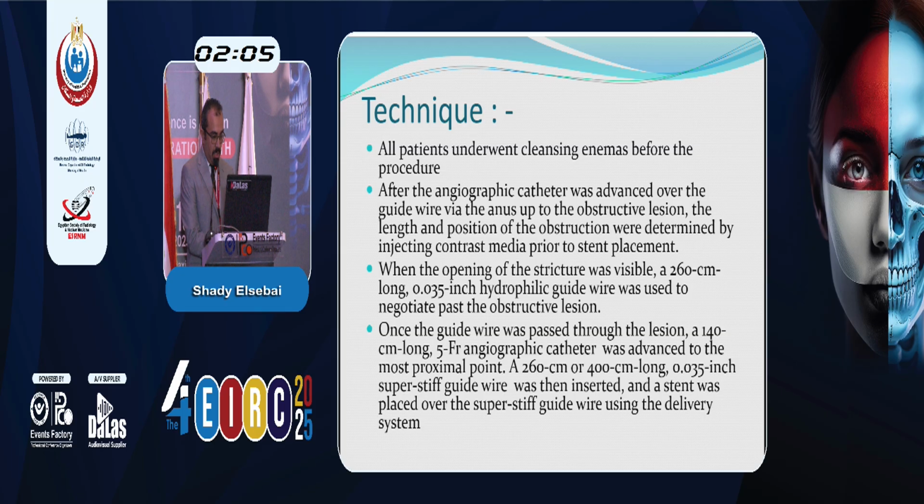All the patients underwent a cleansing enema before the procedure. After that, an angiographic catheter was advanced over the guide wire via the anus up to the obstructive lesion. The length and the position of the obstruction were determined by injection of contrast media prior to stent placement. When the opening of the stricture was visible, a 260 centimeter long 0.035 hydrophilic guide wire was used to negotiate past the obstructive lesion. Once the guide wire was passed through the lesion, the angiographic catheter was advanced to the most proximal point.